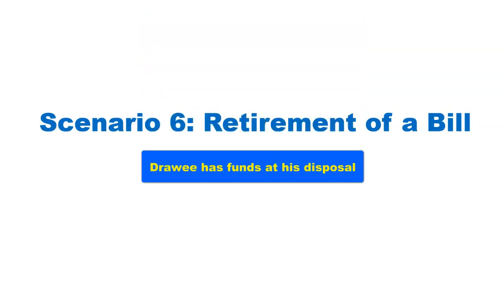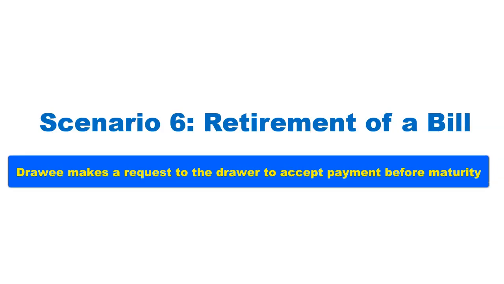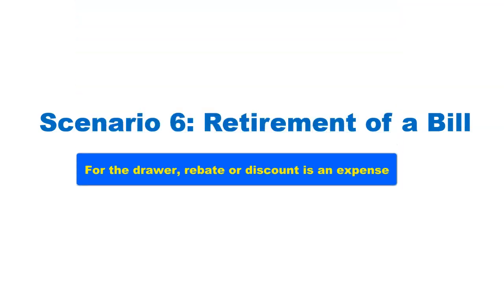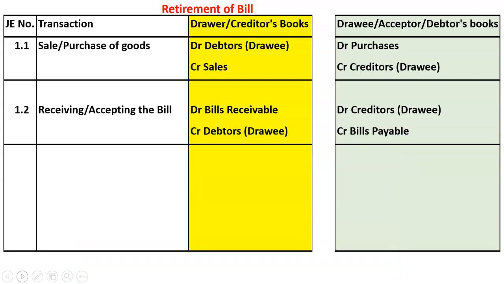Scenario 6. Retirement of a bill. When the drawee of the bill has funds at his disposal and makes a request to the drawer or holder to accept the payment of the bill before its maturity with some discount or rebate, and if the holder agrees to do so, it is called the retirement of a bill of exchange. For the drawer, the discount or rebate is an expense because he is receiving less cash than the amount for which the goods were sold and a bill of exchange was drawn.